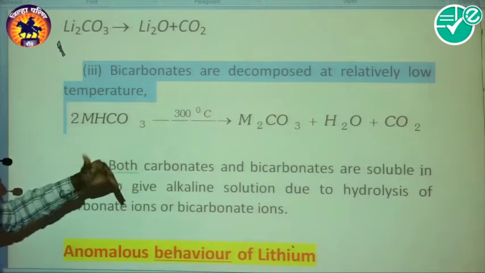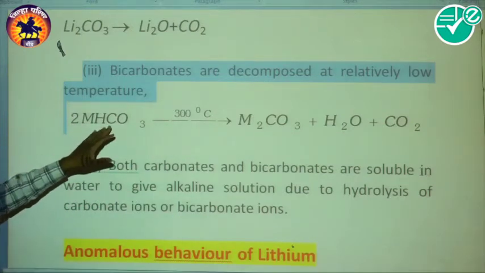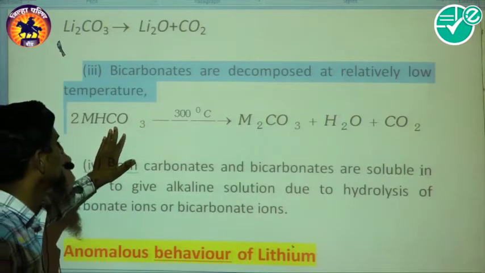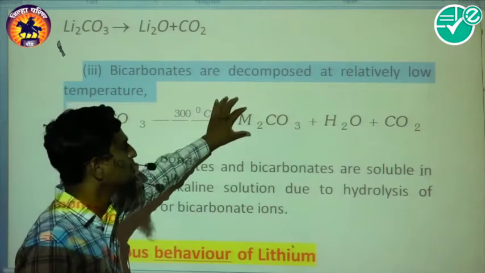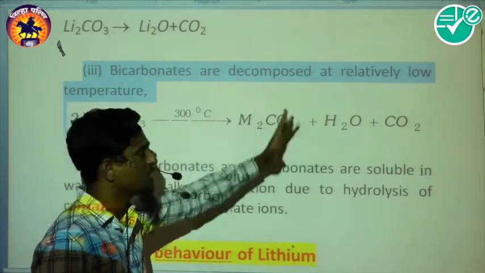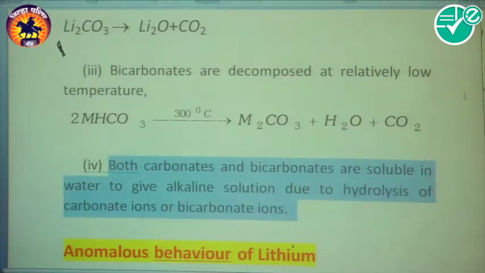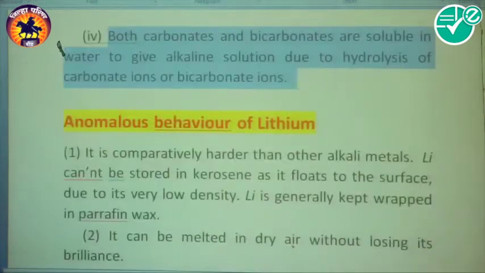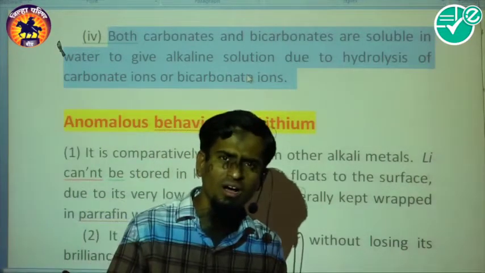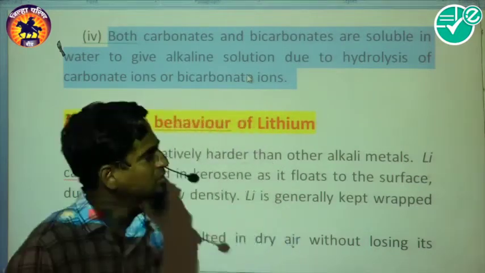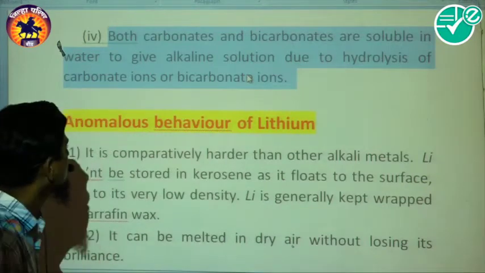So here is the decomposition given. 2MHCO3, it is a metal bicarbonate; you take any one, Na, Li, whatever you want. At 300 degree centigrade, they form metal carbonate, and carbon dioxide and water are removed. Now both carbonates and bicarbonates are soluble in water to form an alkali solution, that is a basic solution. So come to the next one.